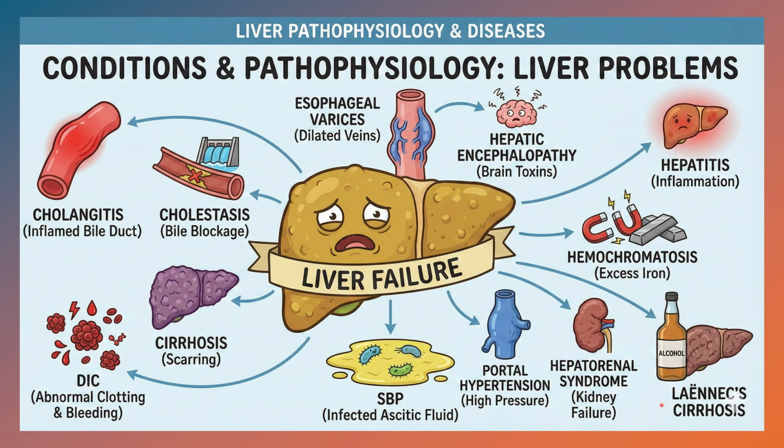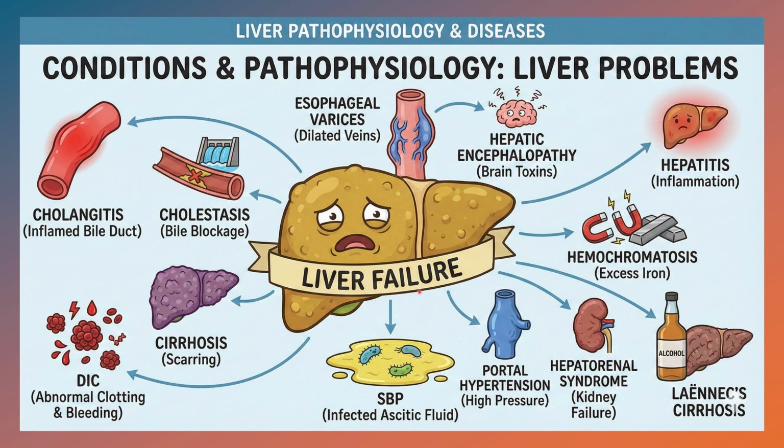Here it's Laennec cirrhosis, alcohol-induced cirrhosis with nodular scarring. You see here nodular and scarring. Then we have liver failure, severe inability of the liver to function, leading to life-threatening symptoms, severe loss of liver function, leading to multi-organ dysfunction.